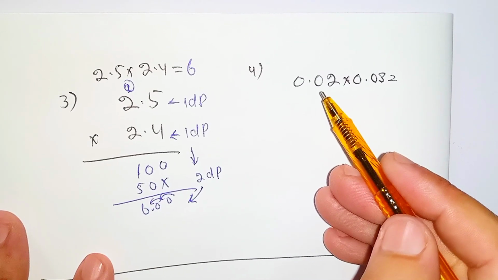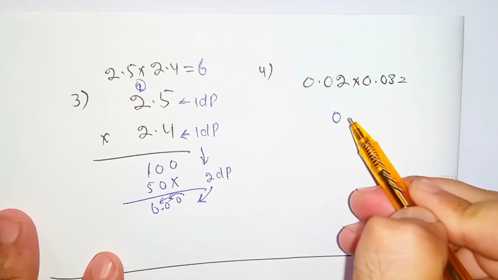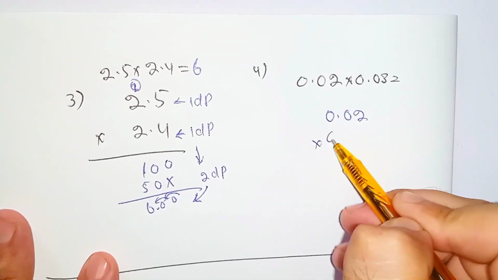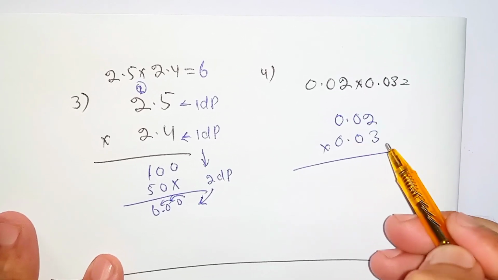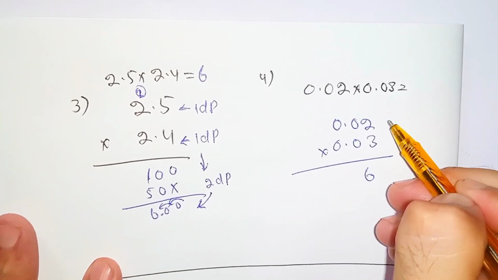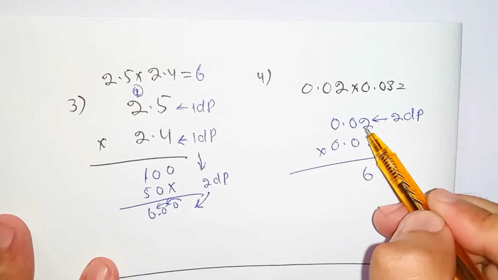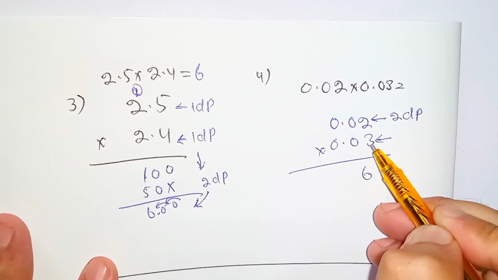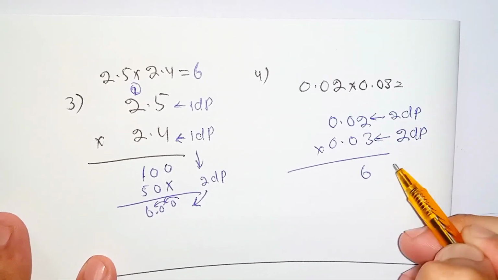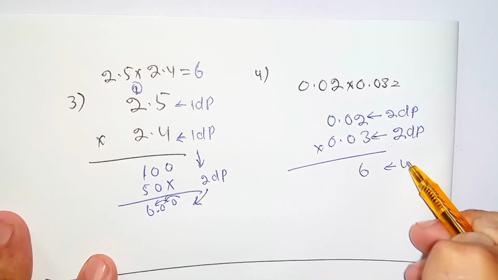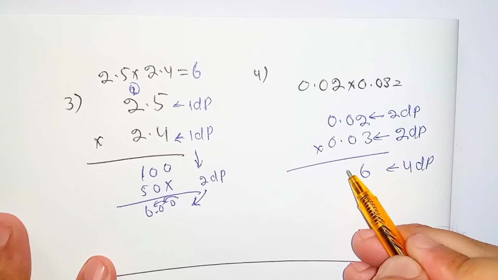Now here is the fourth example, 0.02 multiplied by 0.03. Again, we will multiply these numbers just like whole numbers. So 3 times 2 is 6. Here we see that there are 2 decimal places in 0.02, and there are 2 decimal places in 0.03 again. So there should be 4 decimal places in the final answer. So we will move the decimal point from right to left by 4 places.